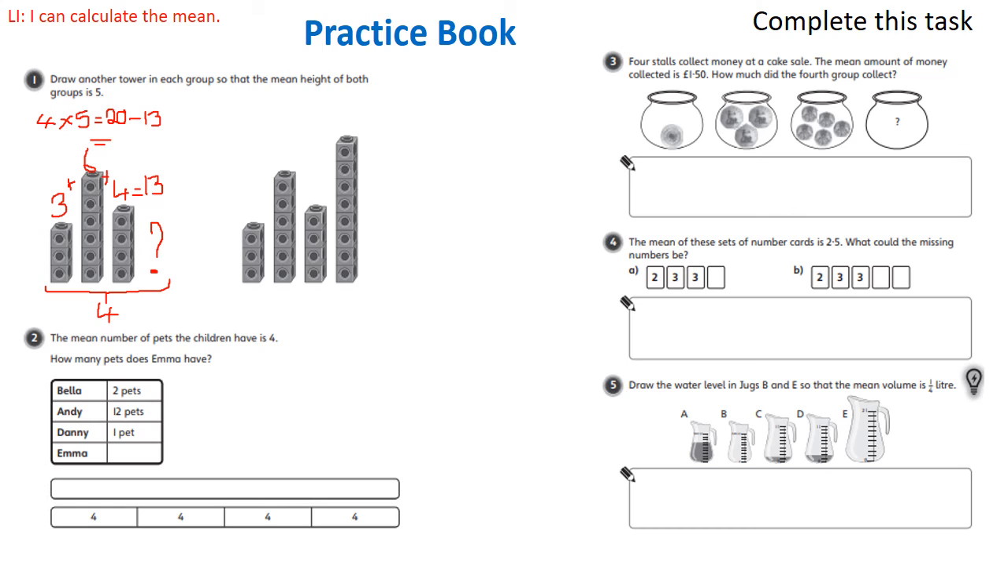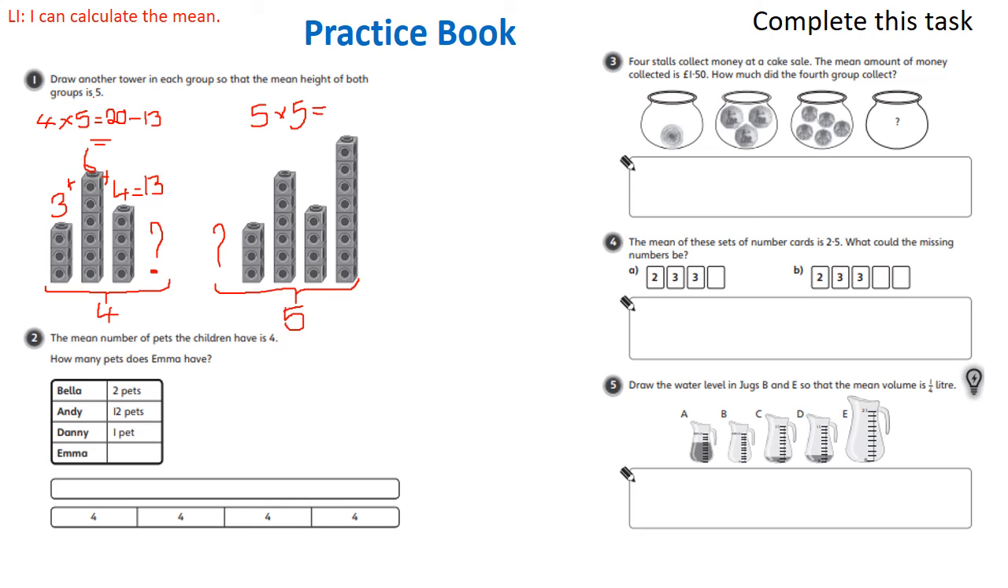In the second part of this, remember you're having 1 extra tower. So how many towers do you have in total? You're going to have 5 towers in total. So the mean is 5 still. So 5 times 5. You can work that out.